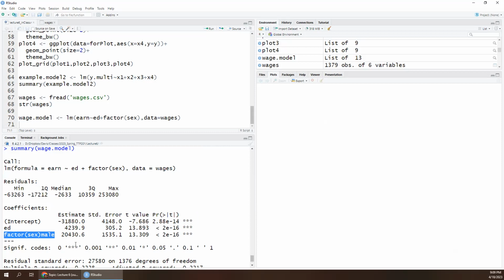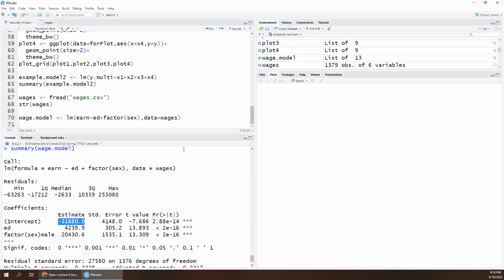The default setting in R for the baseline is alphabetical order. Because F comes first in female, that's getting omitted as the baseline, and everything else, in this case male, is being directly shown in the output of the regression. And then we also have this large intercept, which basically means at our baseline with no education, you're starting at negative 31,880. Okay, that's kind of counterintuitive.